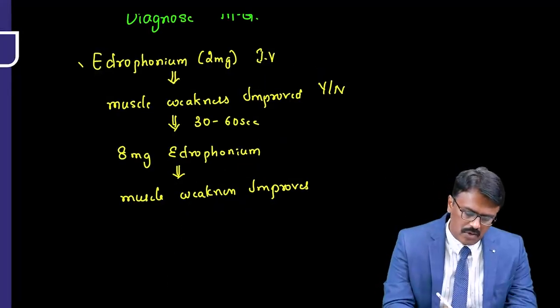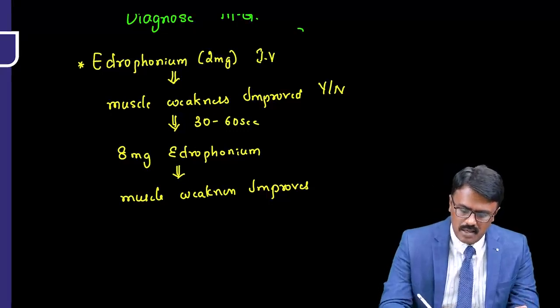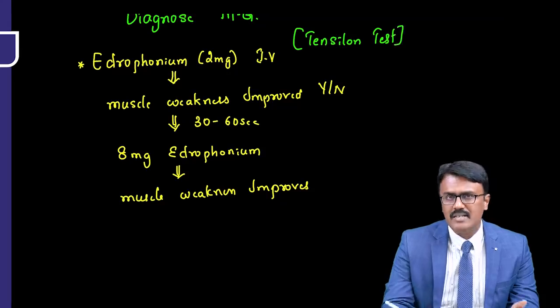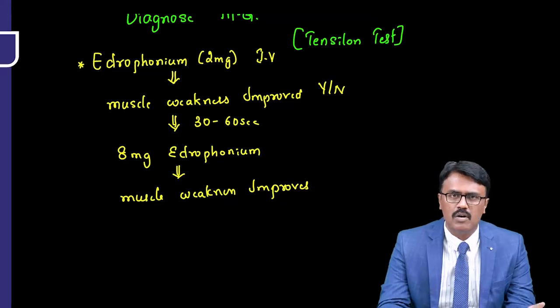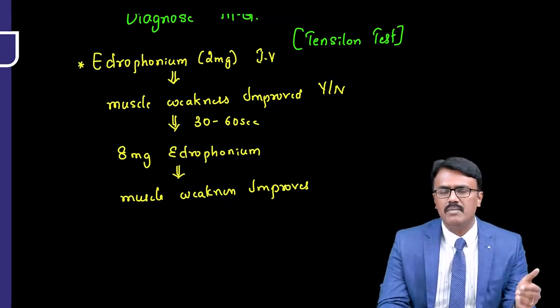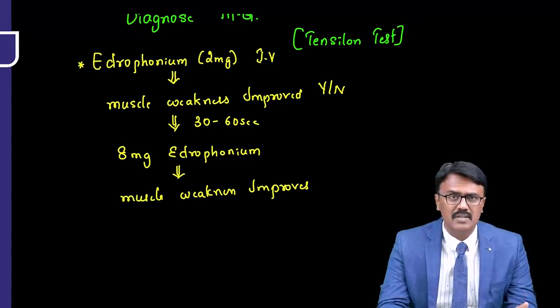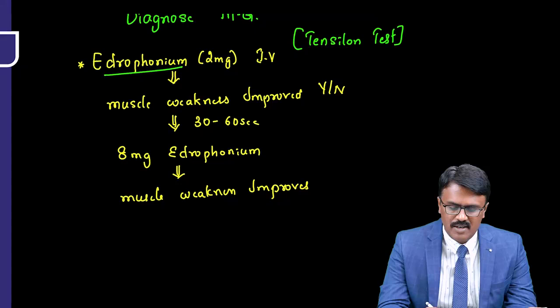Why do you use edrophonium only? Because it is shorter acting, and the name of the test is called the Tensilon test. Now why do we call it the Tensilon test? Because when edrophonium was introduced to the market, the brand name of edrophonium was Tensilon, that's why they have kept the name. Are we still using that? No, it's only of historical importance, but for MCQs it is still being used. The drug used for diagnosing myasthenia gravis is edrophonium.